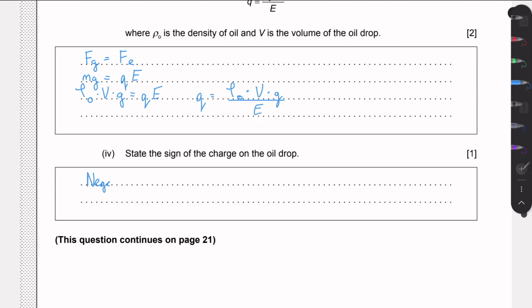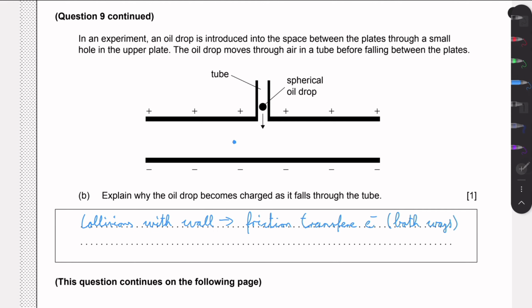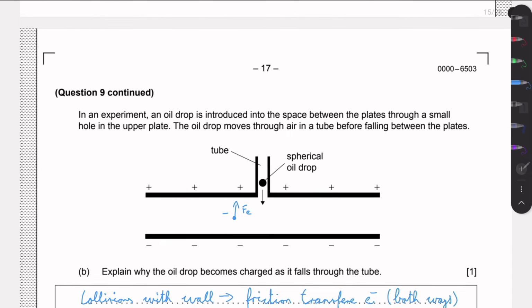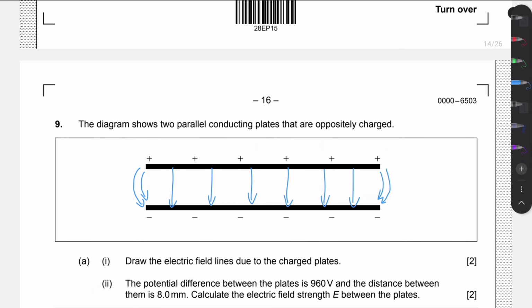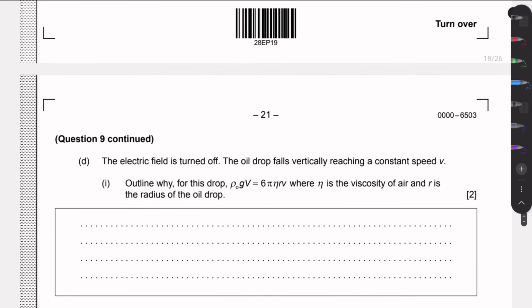And we need to state the sign on the oil drop. Well, it's going to be negative, because if we imagine a droplet in between these plates, we know that the electric force is acting upwards on it. So if there's an electric force acting upwards, it means that it's attracted to the positive plate, and therefore it must be the negative charge. Otherwise, if it would be positive, then the electric force would just be in the direction of these arrows, as these arrows give us the direction of a positive charge movement in between two plates like this. So that's why it must be negative.